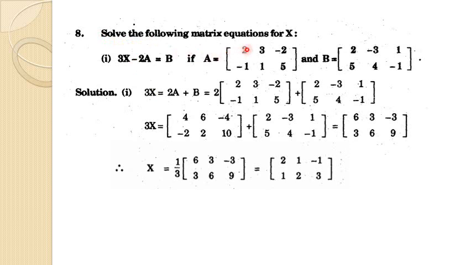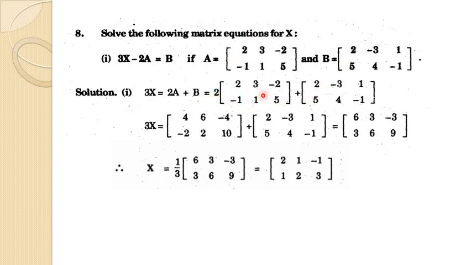नाउ सॉल्व द फॉलोइंग मैट्रिक्स इक्वेशन फॉर x. सबसे पहले 3x minus 2 है, दिस इज पार्ट 1. If A is equal to this, B is equal to this. Okay, so 3x is equal to 2A plus B. I'm just shifting from here to there, so 2A plus B. 2, what is A matrix is this, plus B matrix is this.